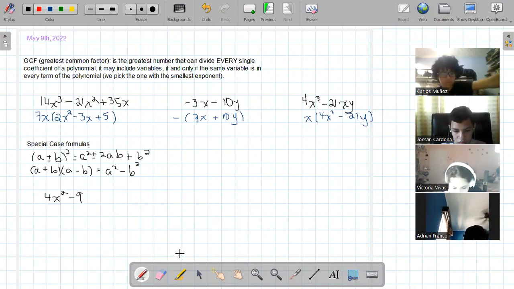what formula do you think we're going to use? In this case, there's no GCF because the only GCF in common is 1, and we don't use 1 as a GCF, right? There's no other number besides 1 that can divide the 4 and the 9, and there's no variable common in every single term. So I cannot use GCF, but I can try to use a special case formula.